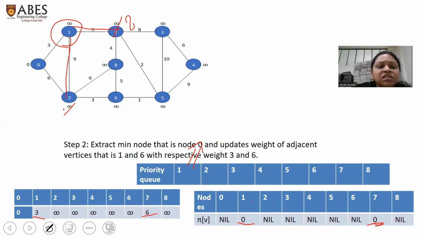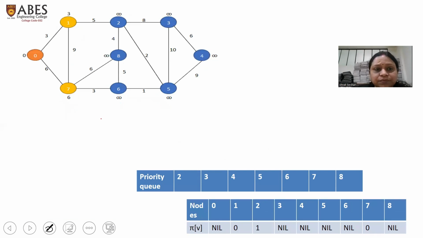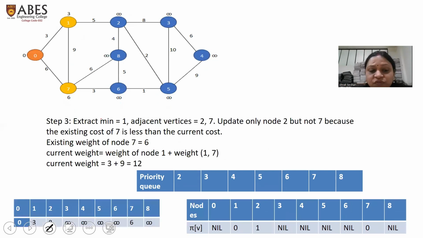And when you're talking about 7, vertex 7 currently contains cost 6, but when you go from 1, which contains cost 3, 3 plus 9 is 12. 12 is greater than 6, so no need to relax this one. And now you have updated the value of 2, which gets updated with the value of 8. And now 1 is already visited and it gets deleted from the priority queue also.